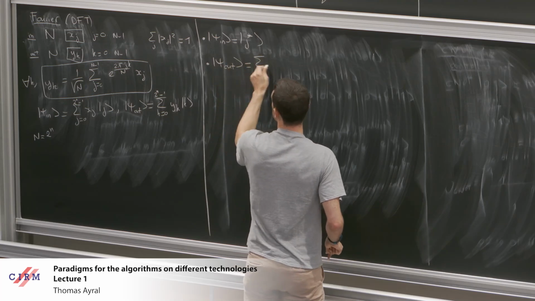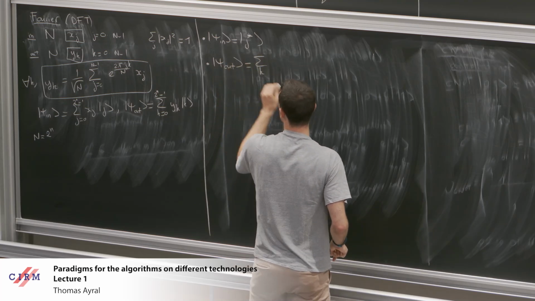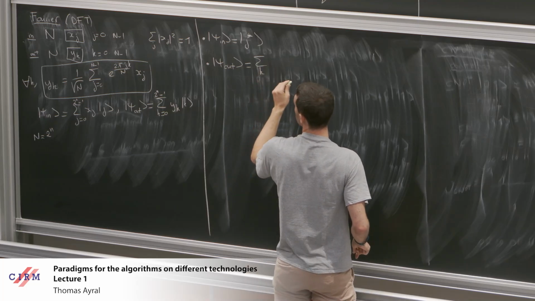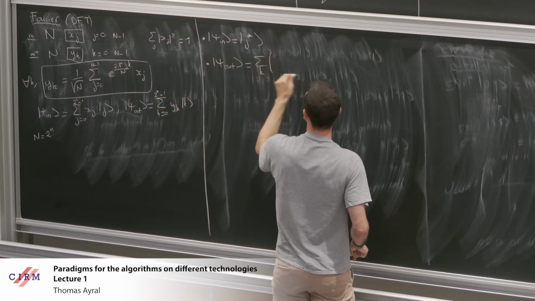So in other words, if I have psi in equals |j>, I want to understand what psi out is. Psi out, as I said, is the sum over k of yk |k>. But what is yk?